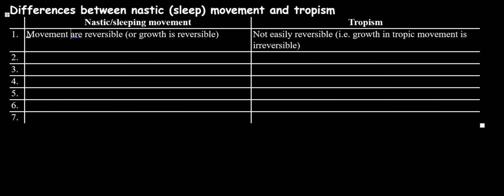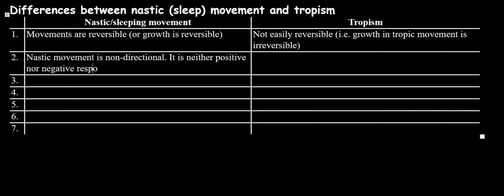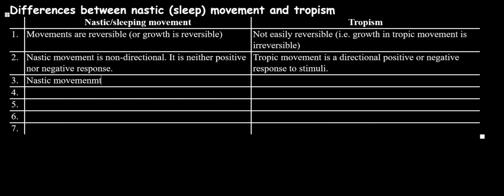2. In nastic movement, the movement is usually non-directional. That is, it is neither a positive nor a negative response. While in tropic movement, the movement is a directional one. That is, it could be positive or negative depending on the type of stimuli. 3. Nastic movement can be due to changes in turgor, while tropic movement is not due to turgor.